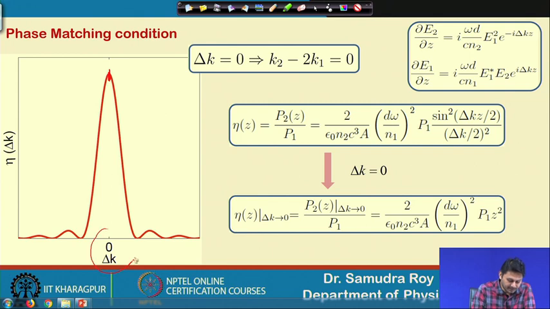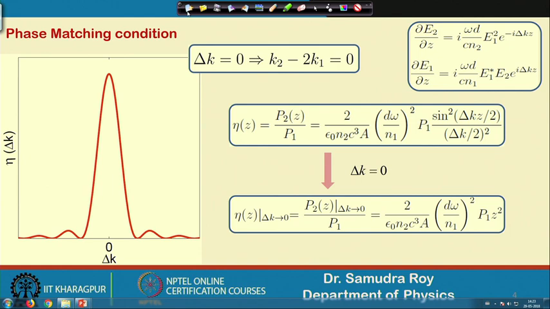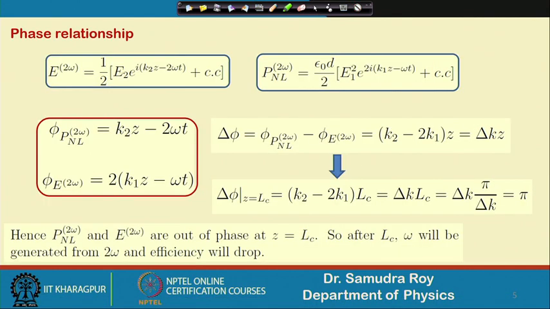If I see here, delta k equal to 0 is the condition for which we are getting maxima. So, when we get the maxima at delta k equal to 0, this is the condition and this is the value of the efficiency, and this efficiency, we can see, is now proportional to z square, as we have mentioned. Okay, this portion we understood because this is the old thing.